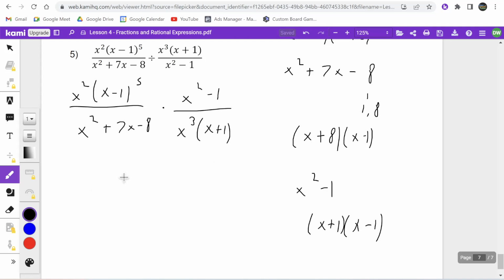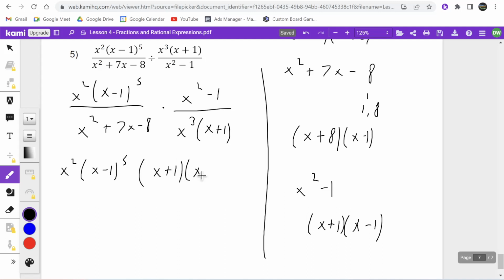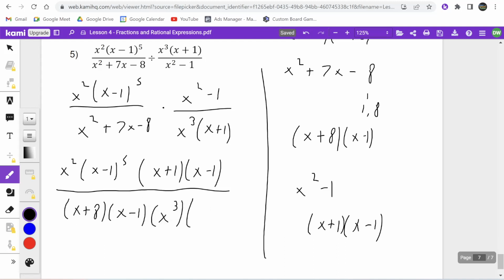And then again, I put this all together in one beautiful fraction. x squared times x minus 1 to the 5th times the x squared minus 1, which is x plus 1 times x minus 1. That's the entire numerator. And then the denominator, I have that factored, which is x plus 8 times x minus 1. And then also in the denominator is an x cubed and an x plus 1 from the other fraction.